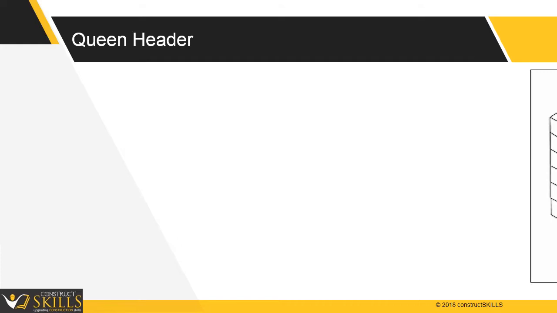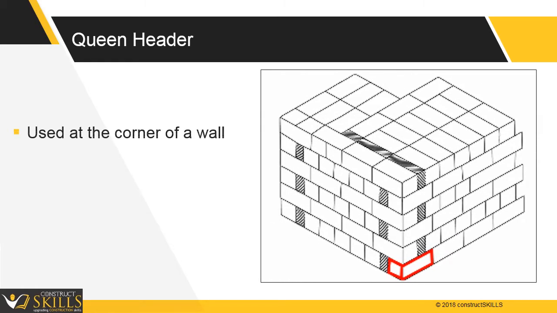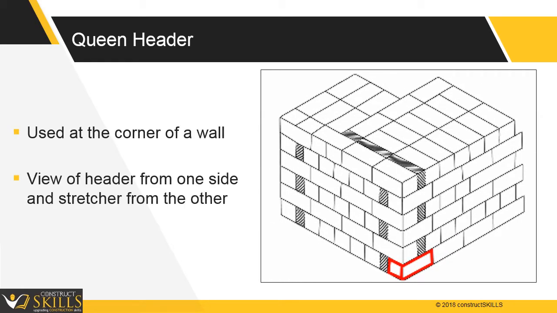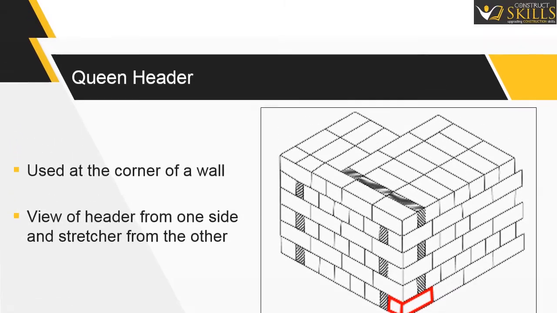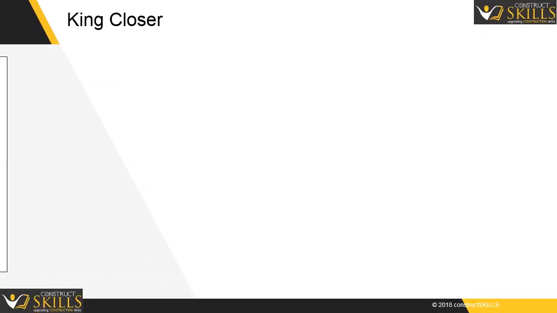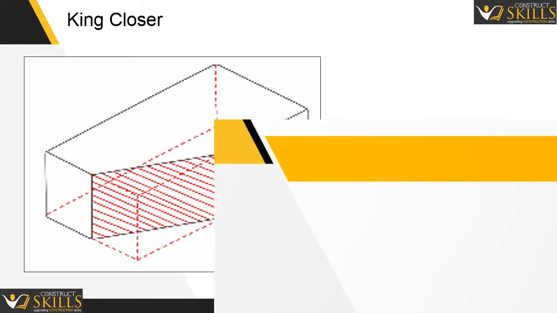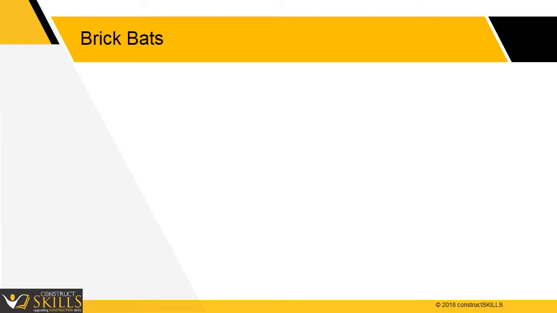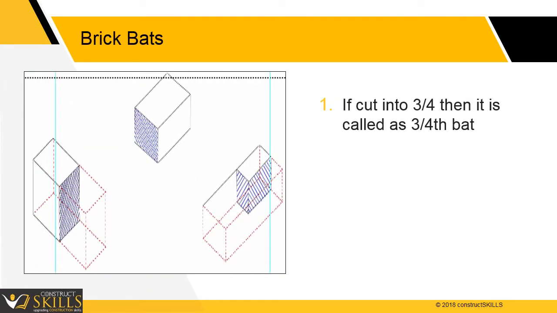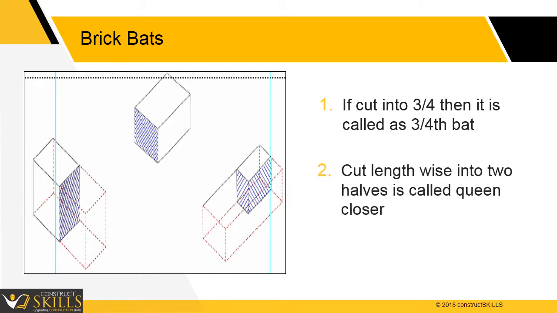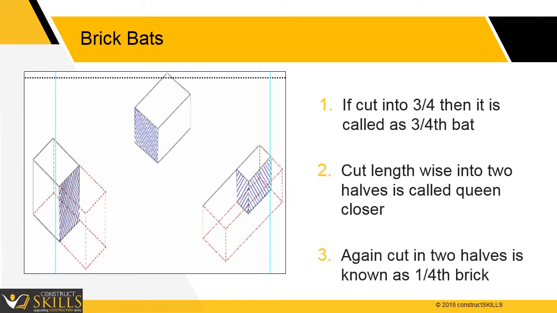Queen header. Used at the corner of a wall with a view of header from one side and stretcher from the other. King closer. Triangular portion cut to fit in a corner portion of a wall to make a proper joint. Brick bats. If the brick is cut into 3/4, then it is called a 3/4 bat. If the brick is cut lengthwise into 2 halves, it is called queen closer, and again cut in 2 halves is known as 1/4 brick.